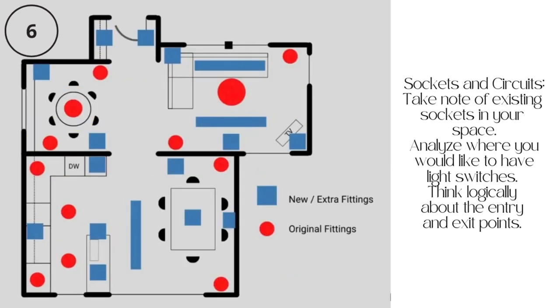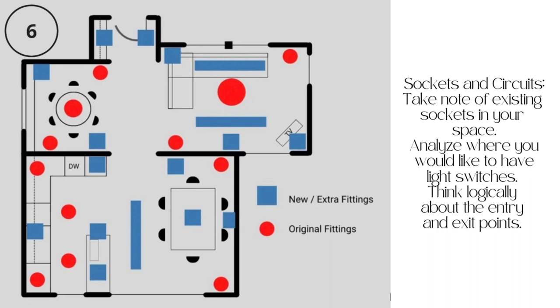The next step is the sockets and the circuits. You need to add those to your lighting design too. Take note of the existing sockets in your space. In older houses, for example, it's common to have too few sockets, which encourages the dangerous overloading of plugs. Analyze where you would like to have the light switches.